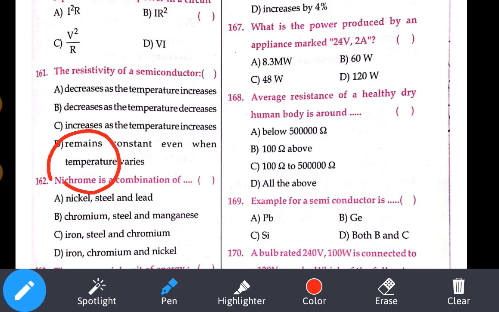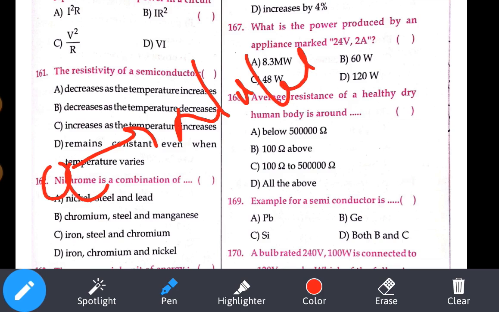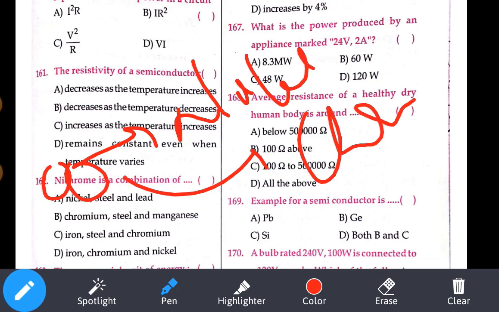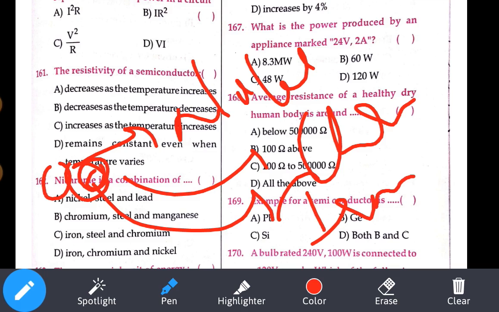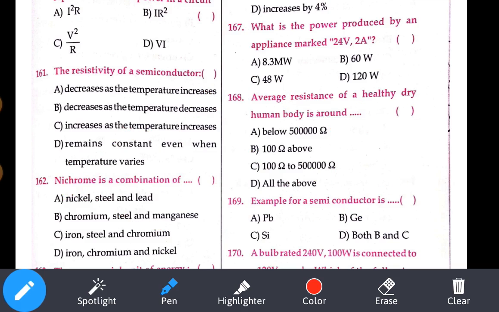Nichrome is a combination of what, they have asked. Very easy to remember, nichrome is an alloy. In the name itself: Ni tells about nickel, Chr is chromium, and the last E we just remember as iron. So nickel, chromium, iron is the combination, and with that combination we get nichrome. So option number D is our answer.